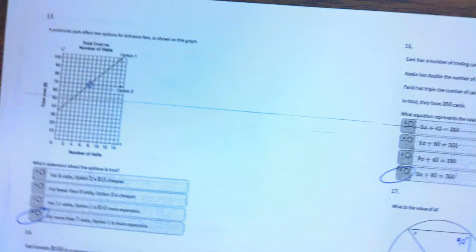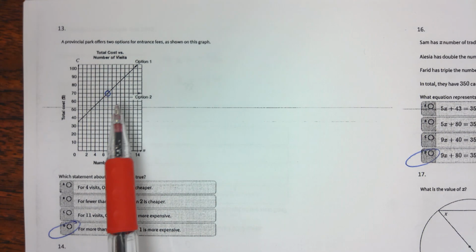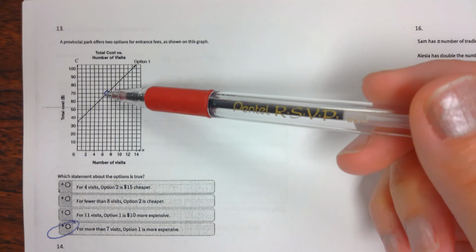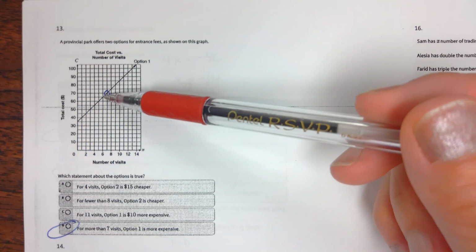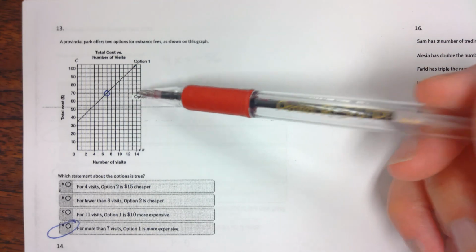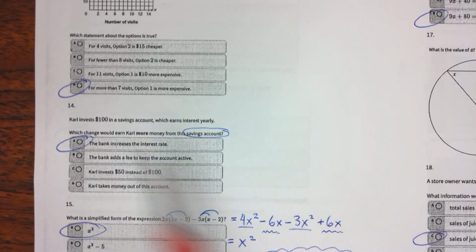Number 13. Okay, number 13, you're given a graph and you have an intersection point. So remember, intersection point is like break even. Anything less than that, option 1 is cheaper. Anything more than that, option 2 is cheaper because the line is lower. So then for here, option 1 is cheaper for the 7th visit.